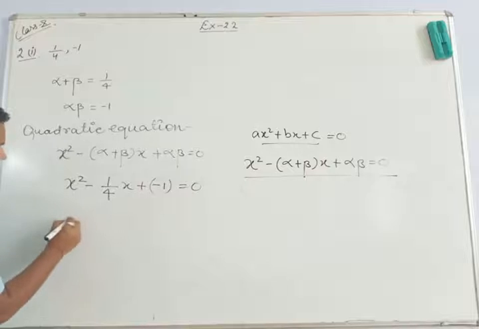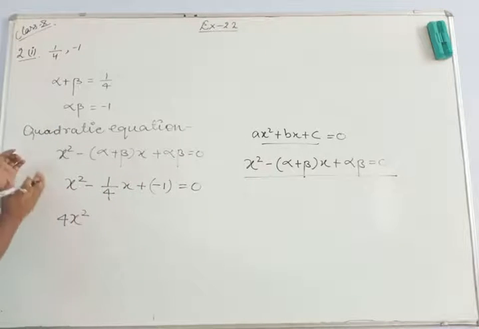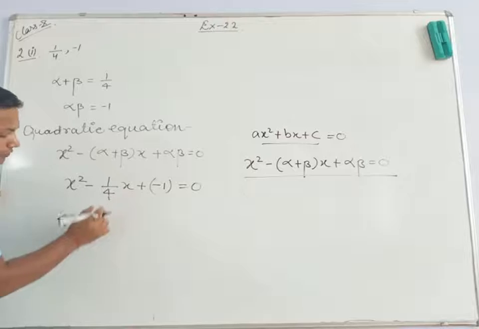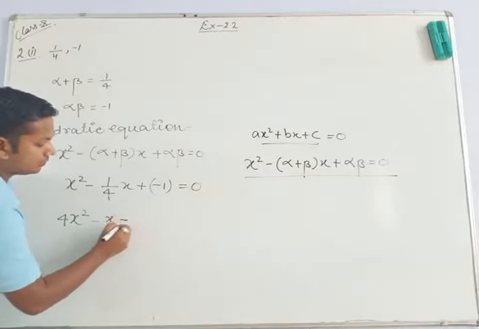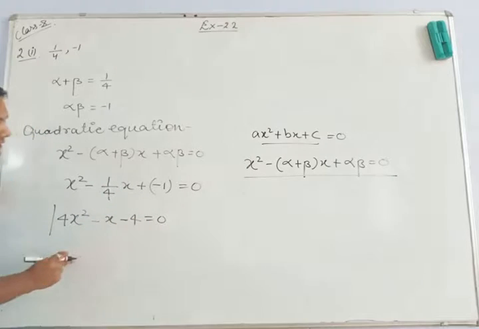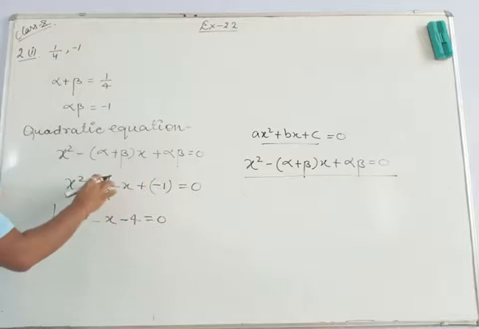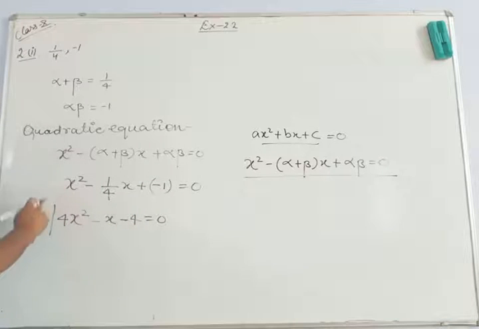So multiply the equation with 4. So 4x square, because when we multiply this equation with 4, what will happen? The 4 will be multiplied with this term, and when this term is multiplied, 4 upon 4 will give you a 1. So minus x, and the multiplication of plus and minus will give you minus 1 equals to 0. And 4 is multiplied to the whole equation, so 4 into minus 1 will give you minus 4, and 4 into 1 upon 4 will give you 1. So this is the first question.